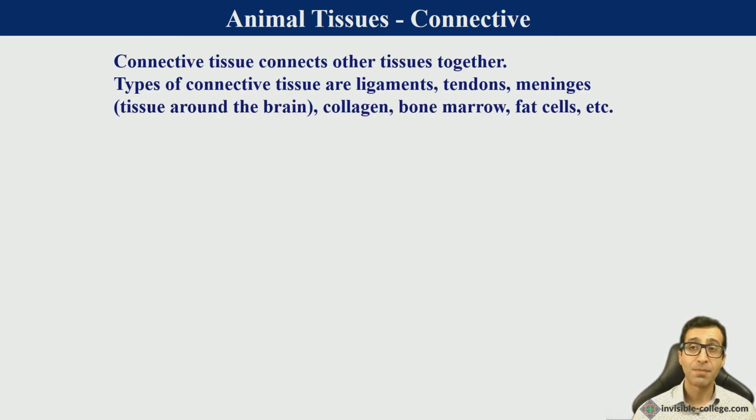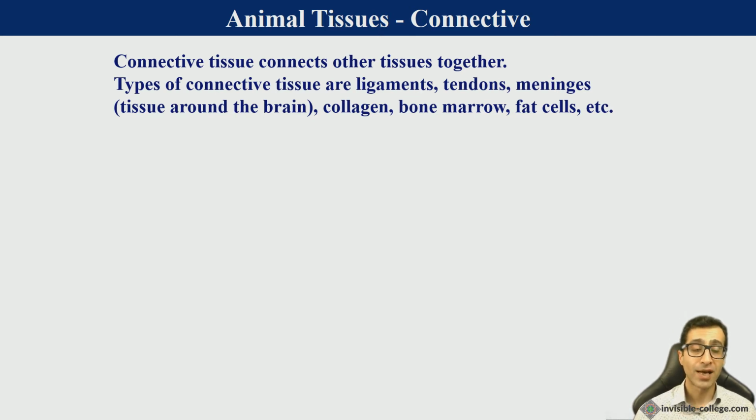Now, connective tissue, in contrast to epithelial tissue, is the type of tissue which, funnily enough, connects other tissues together. These types of connective tissue are things like ligaments, tendons, and meninges, which are the connective tissue membranes that you find surrounding the brain inside the skull. You also find connective tissue in the context of collagen, bone marrow, fat cells, and various other examples as well.